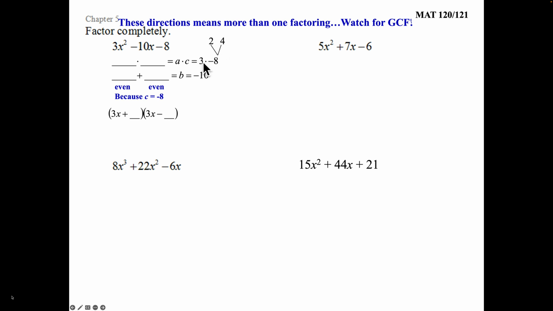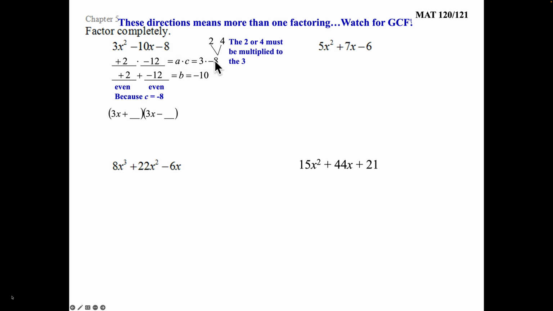My 3 is the only odd number, so it's either going to be 3 times 2, 6 and 4, or 12 and 2. Now remember, they're opposite signs. They have to subtract. So I have to have one bigger than 10. 3 times 4 is 12, and the 2. So positive 2 minus 12, that will add up to be the negative 10.